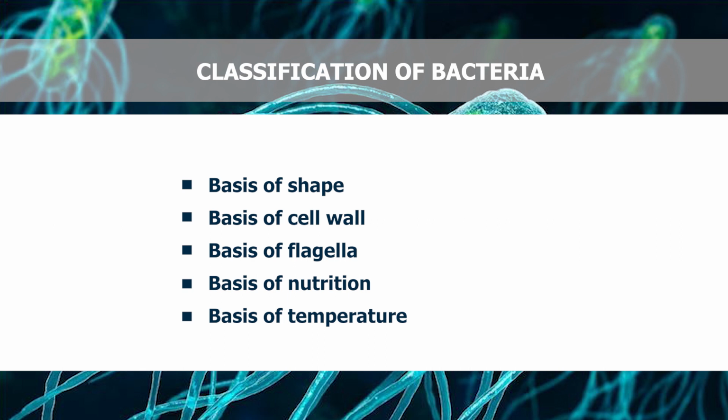We can classify bacteria in various ways, like according to the shape of bacteria, according to the cell wall of bacteria, according to the flagella present on the bacteria, according to the nutritional mode of bacteria, according to the temperature where bacteria can survive. On the basis of shape, we can classify bacteria into cocci, bacilli, vibrio and spirilla.